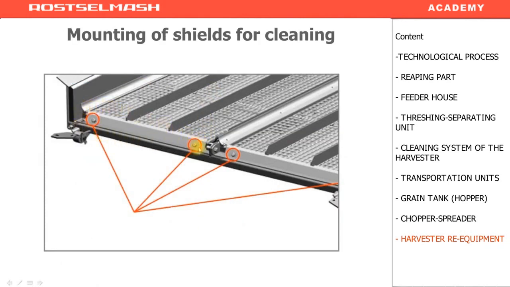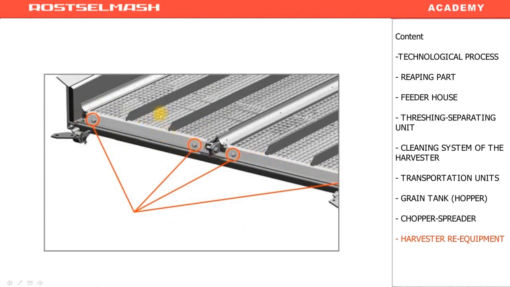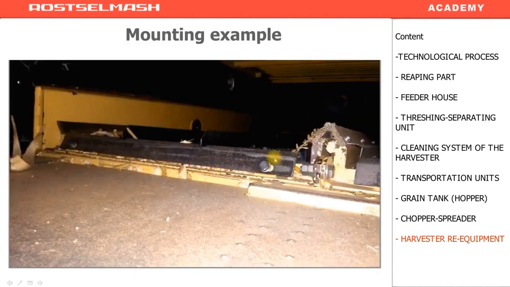Earlier, a shield was attached to the sieves. It was done to protect the fins from being damaged by cobs and other foreign objects. These days, all the modern harvesters have got a protective plate. Here's an example of previously installed shields.